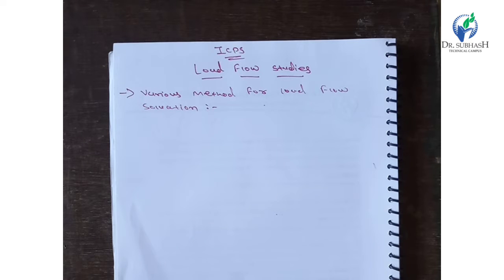The second one is that the voltage magnitude at various buses must be within a limit. The third one is that the active and reactive generator power at different buses must be within the minimum and maximum limits.